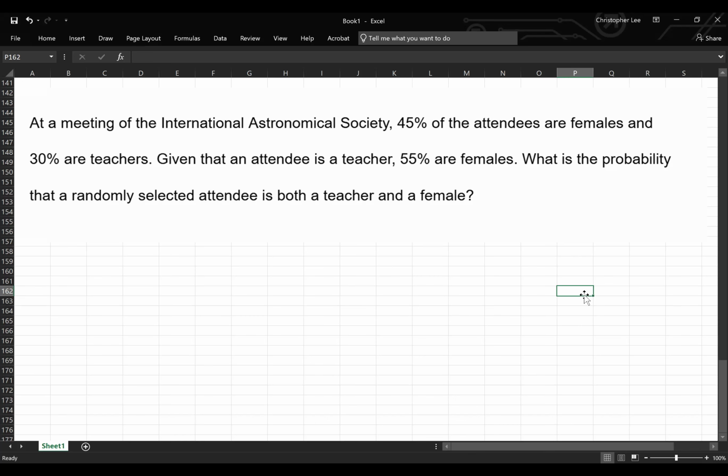Okay, so 45% of the attendees are teachers. Check to see if it's correct. And then it's just what is the probability that... you can both be in the... So what are they, the female, the teacher?